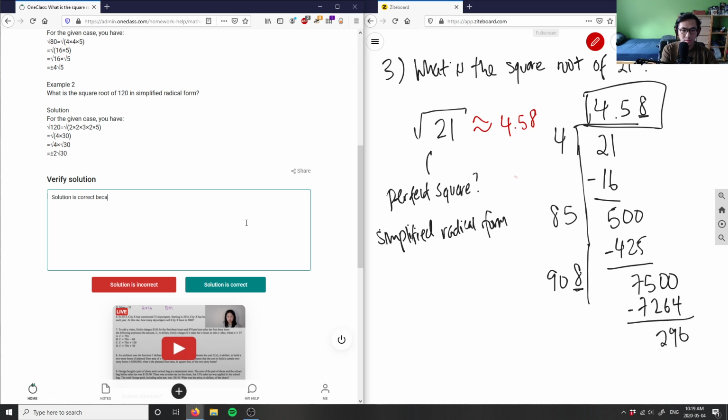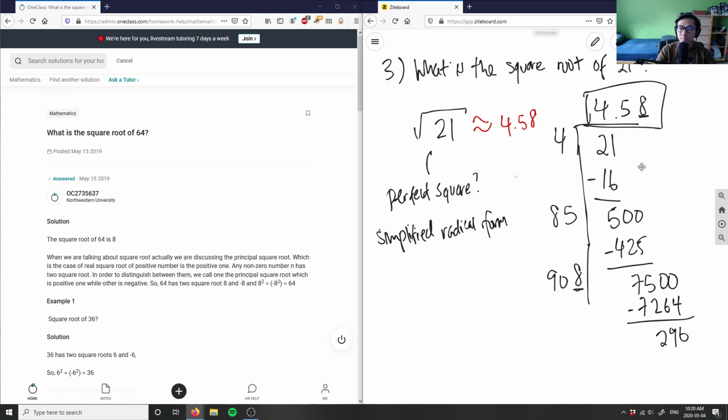So I'm going to say the solution here is correct because they cannot simplify the square root of 21. You can also use the long division method to approximate the square root of 21.